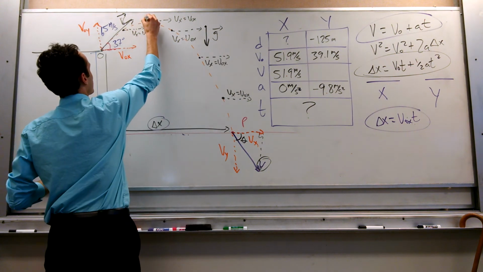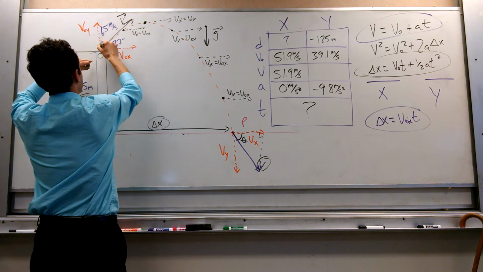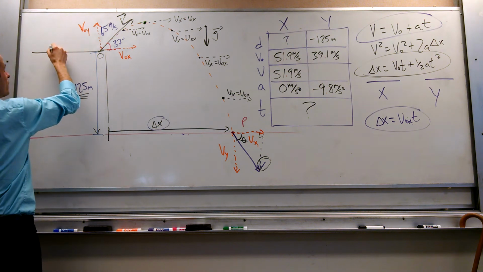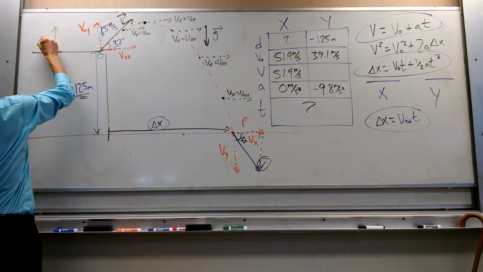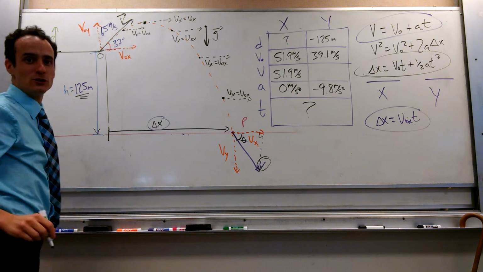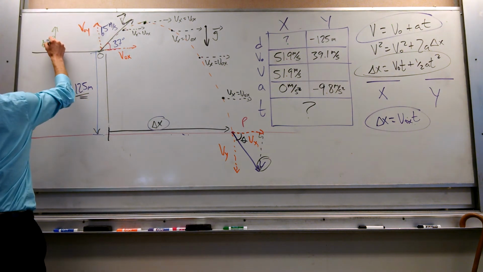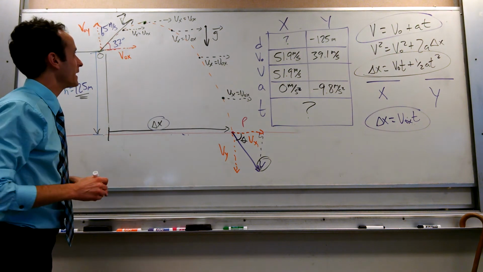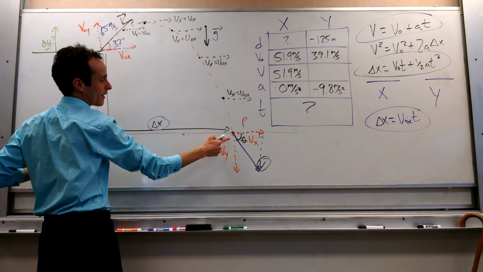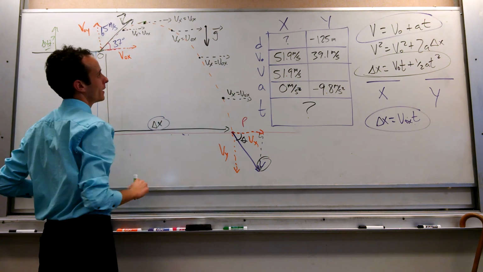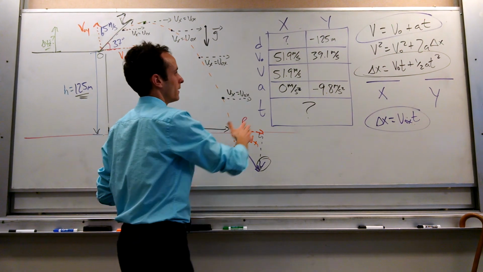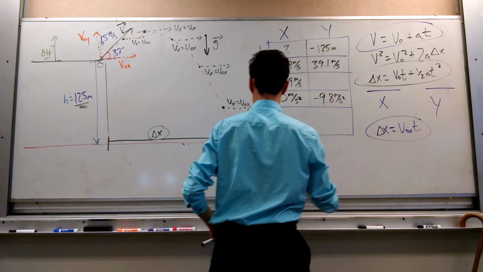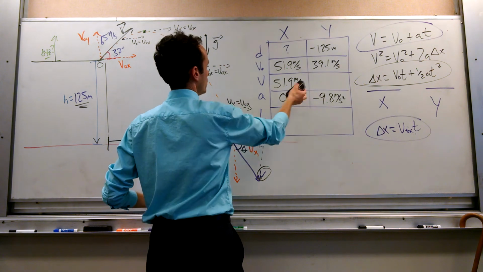Now it's asking, what's the maximum height it reaches from here to here? We basically want to know what this new delta y is. We'll call it delta y2. We don't know what it is, but we can find it. We're not focused on the earlier point anymore, we're focused here. So I have a new delta y.